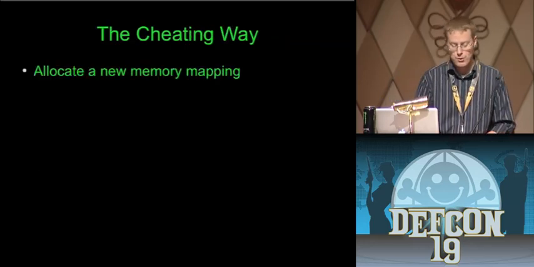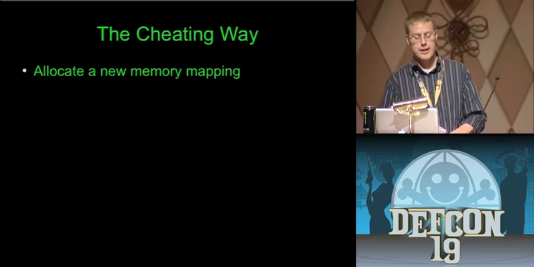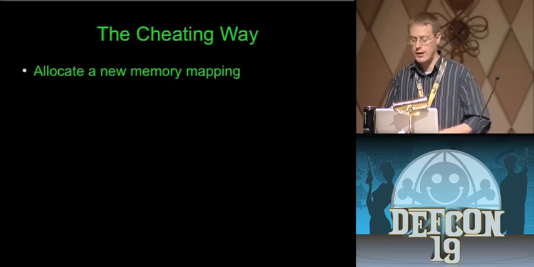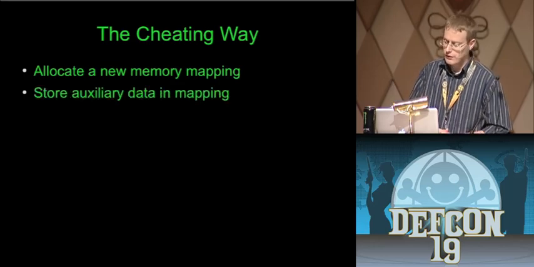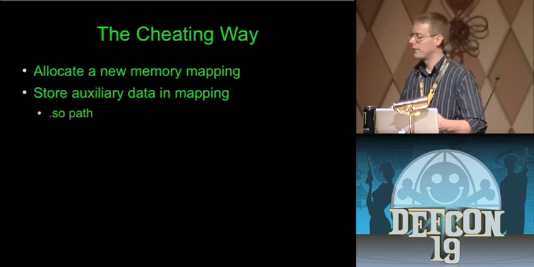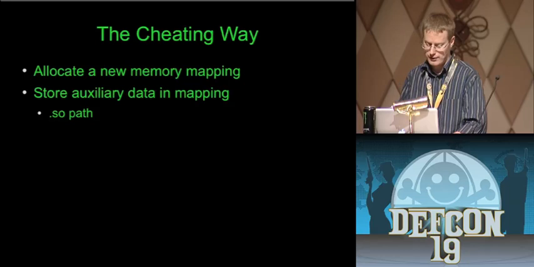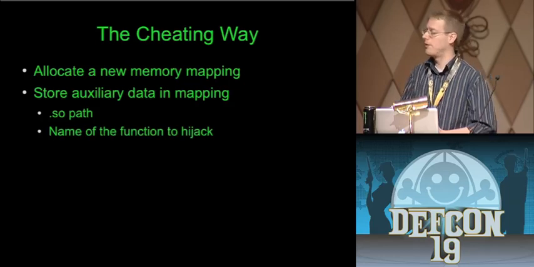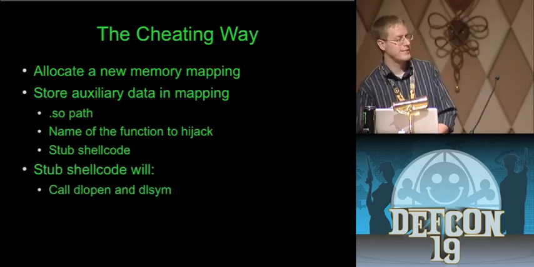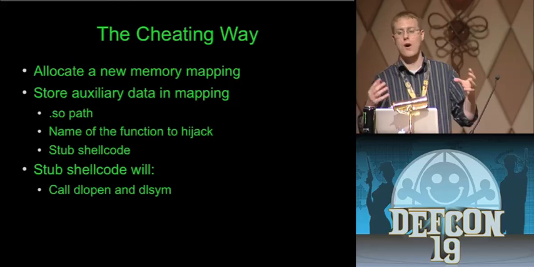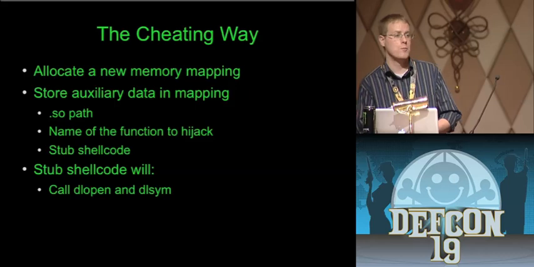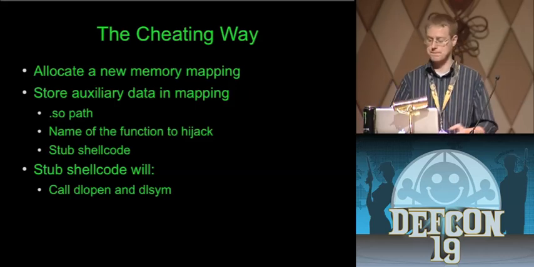So the cheating way, what you'll do is allocate a new memory mapping using the new technique I showed you on how to force the child to allocate a new memory mapping. And you'll store some auxiliary data in the mapping: the file system path of where the shared object resides, the name of the function to hijack, and the stub shellcode. The stub shellcode will call dlopen and dlsym. So it'll call dlopen to open your shared object and dlsym to find the address of your malicious function.